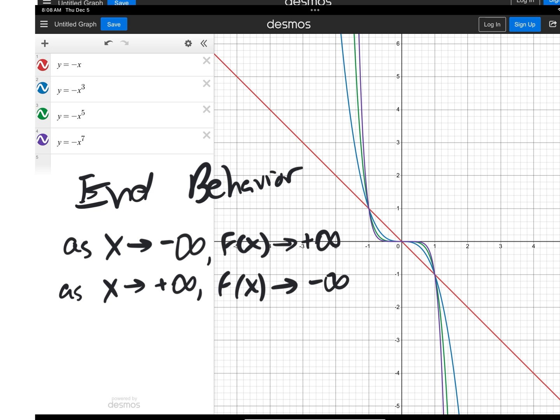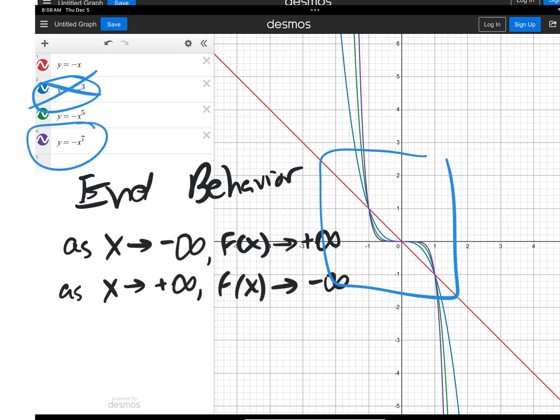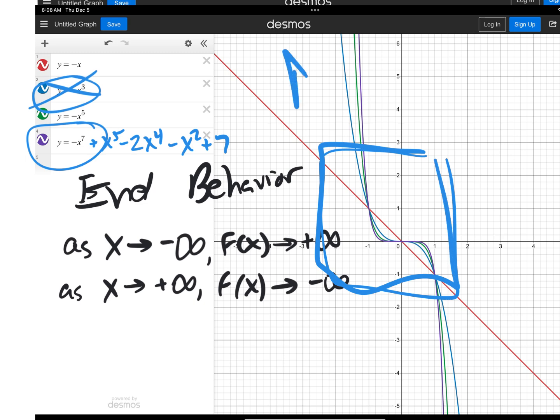Now, something else could happen right here in the middle, right? Let's go for the biggest one right here, this guy. And if you were to change that to a negative x to the seventh plus x to the fifth, take away 2x to the fourth minus x squared plus 7, then when you graph that, something else may happen right here, some other type of squiggles, but it's still going to end up going this way forever and that way forever. Does that make sense? Okay.